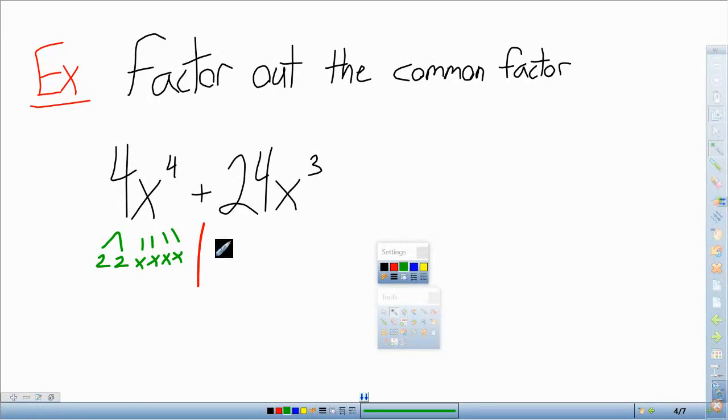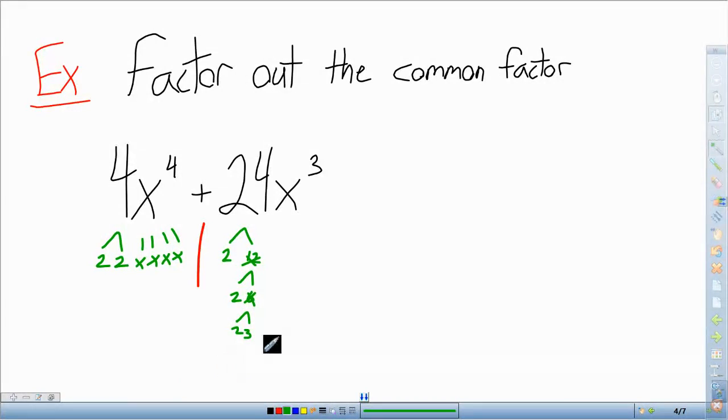Okay, but 24, breaking that down. Remember, there's multiple ways you can break things down. The first thing I think of is 2 times 12. And then 12, I think of 2 times 6, cross it out. And then the 6, 2 times 3, cross it out. Okay, so there's all its prime factors. X cubed is 3 x's.